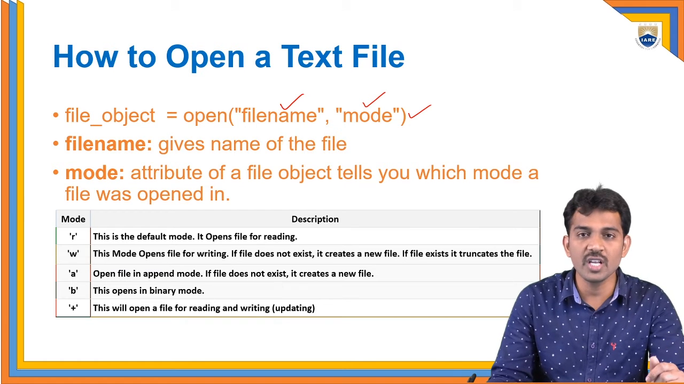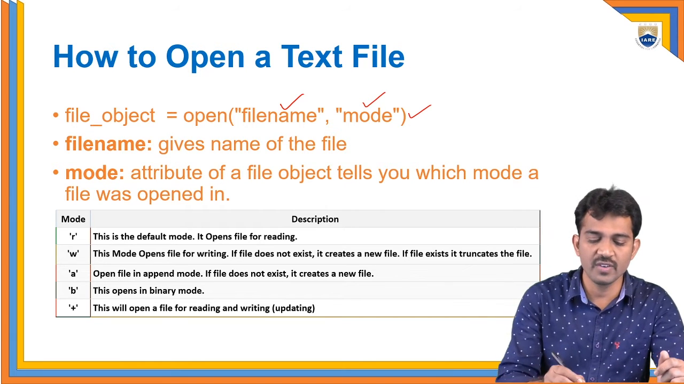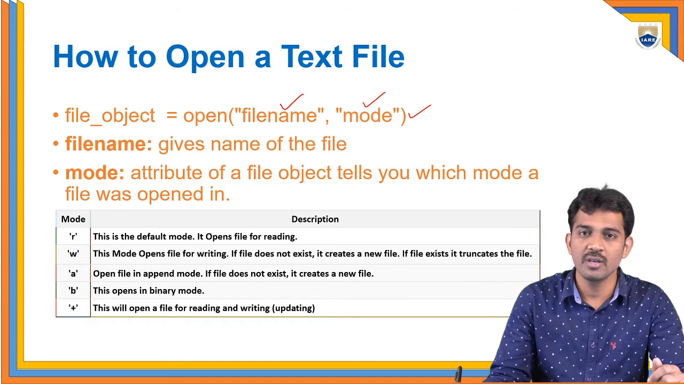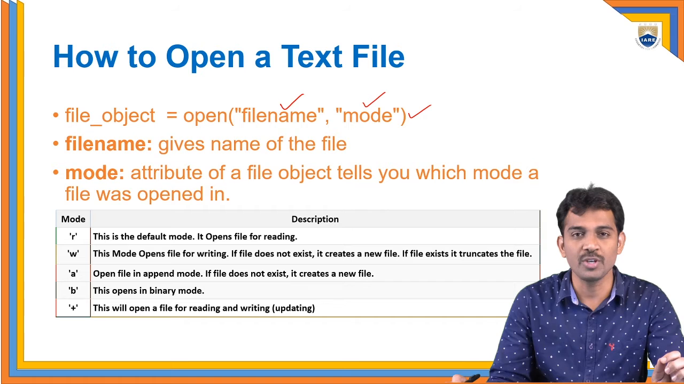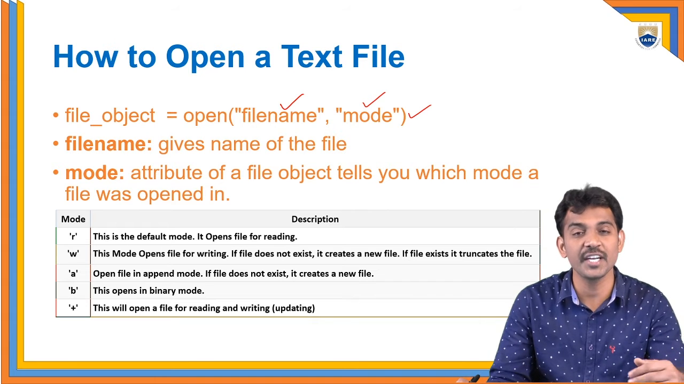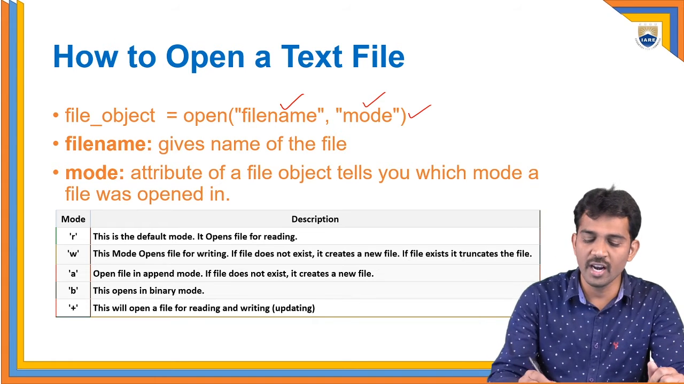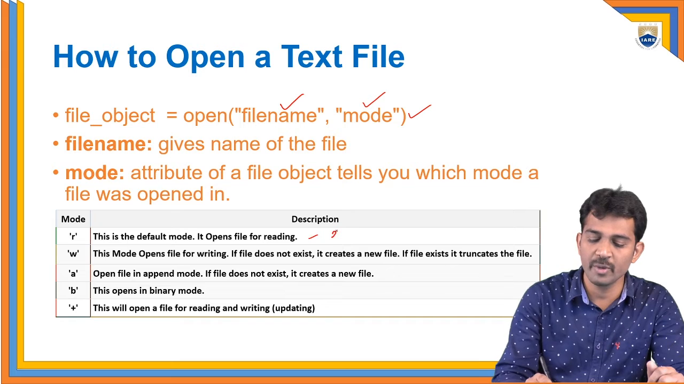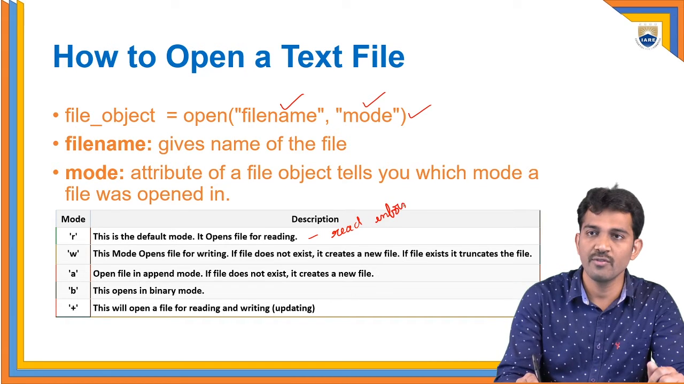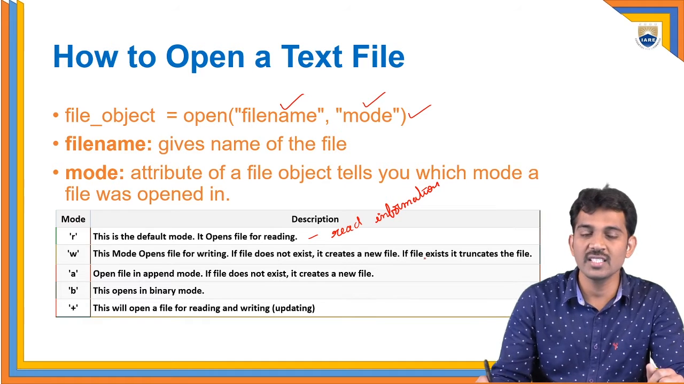Here, various modes are available in Python. The first one is the reading mode. If you open a file in read mode, there is no possibility of writing data into the file. It only allows you to read the information from the file. As well as the W mode.